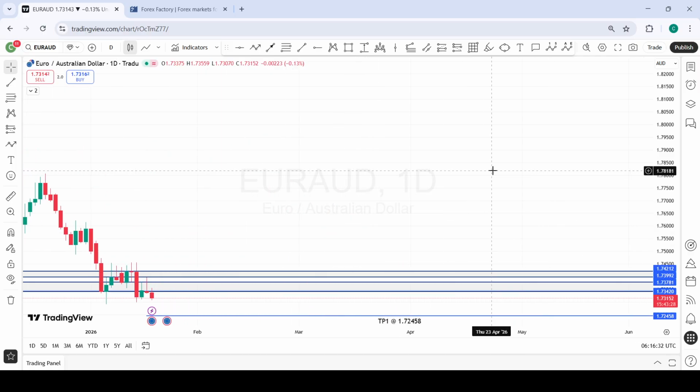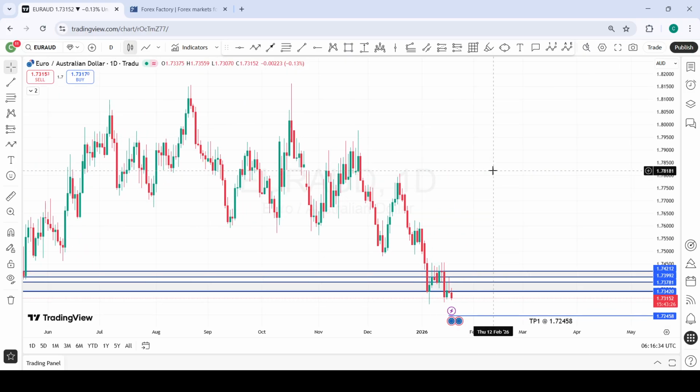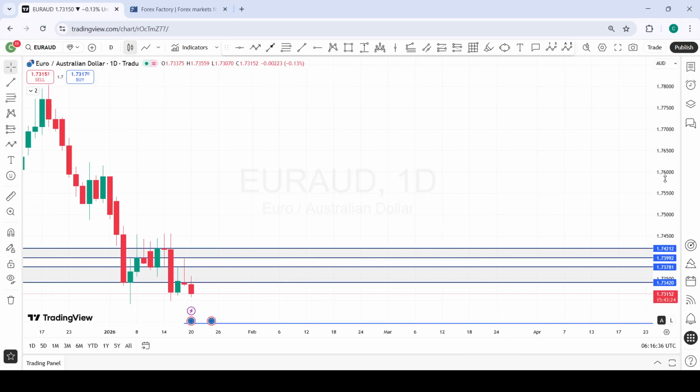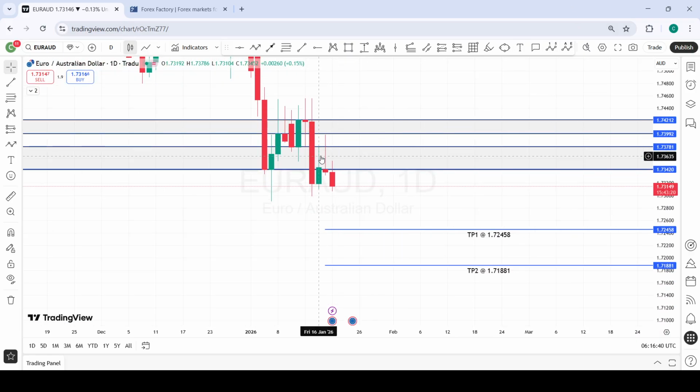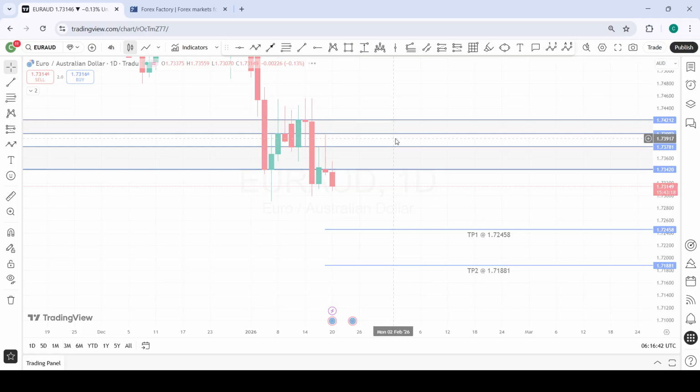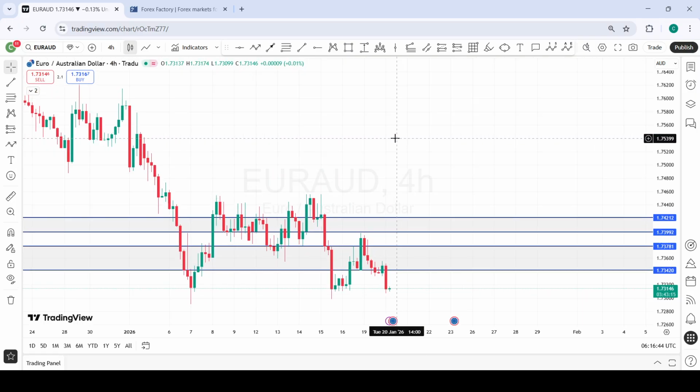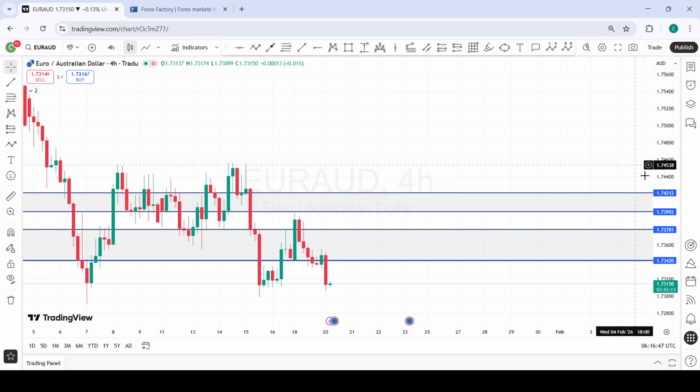We also have here EURAUD. EURAUD is also bearish, and we have this nice rejection candle from this area of interest. If we drop down to the 4-hour time frame, price has already shifted bearish.